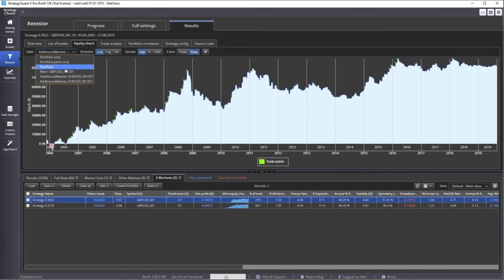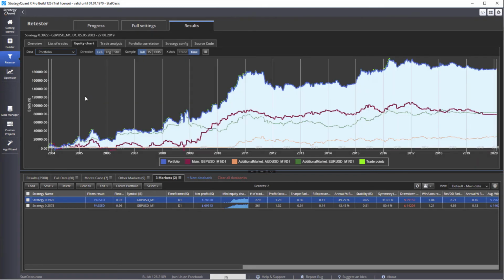And in fact, you can see the portfolio of these strategies, that is, if you trade all of them. So this is the equity now of the additional markets. Okay, and as you can see here, this is the main one, the red, and then the green is the Euro USD, and then the orange is the Aussie USD. And this is the portfolio if you trade all of them.